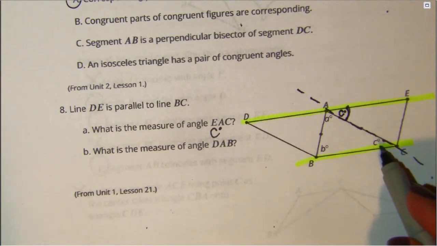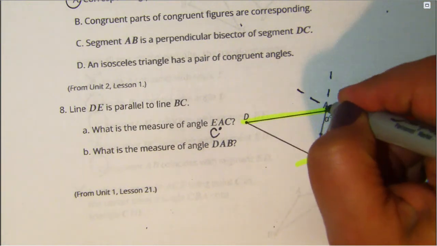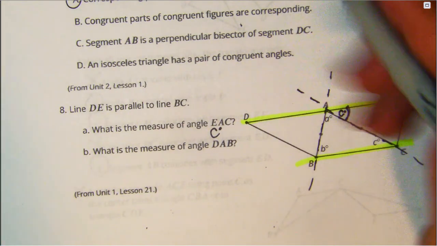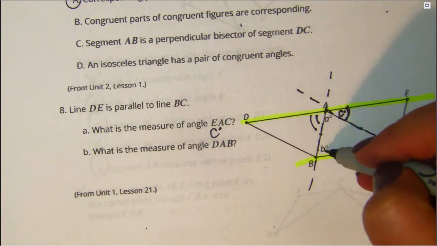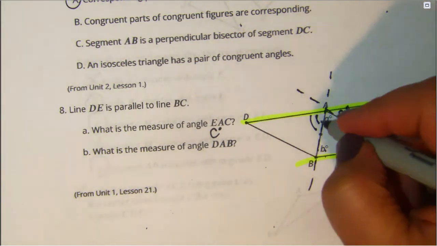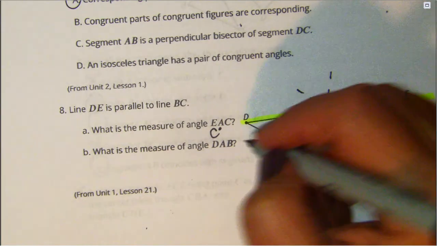Then it says, what is the measure of DAB? DAB. Now we're going to look at this transversal that's cutting through the yellow lines, right? And it wants this one right here. Well, these two are alternate interior. So this one is going to be the same as angle B, whatever that angle B is.